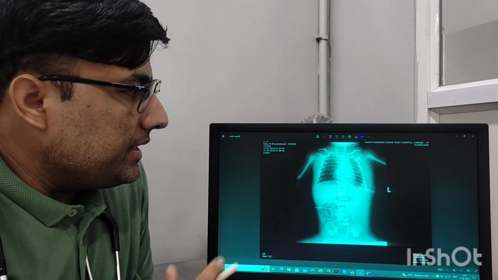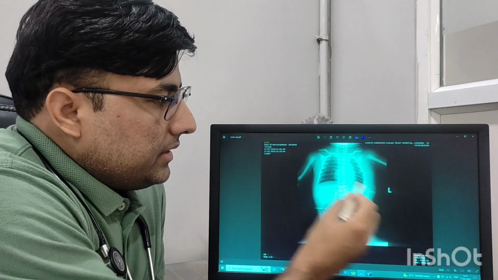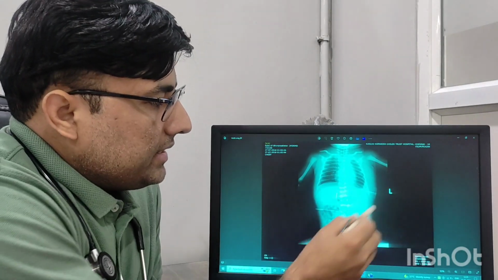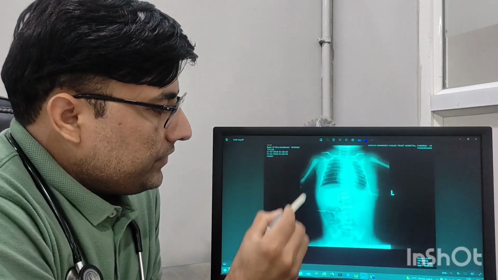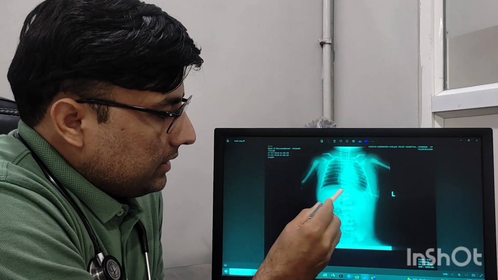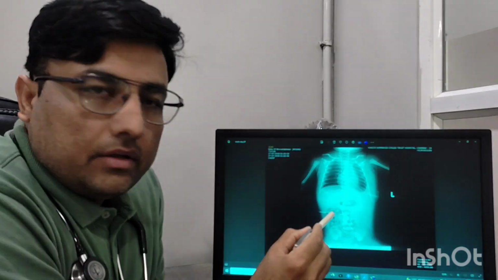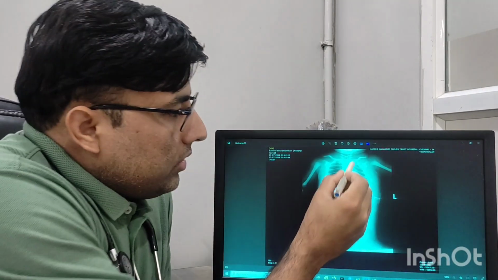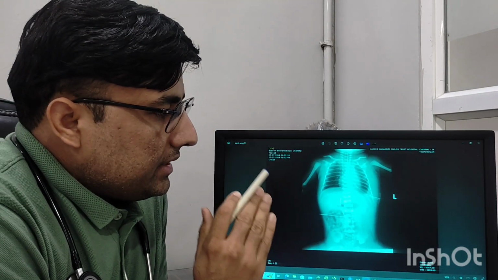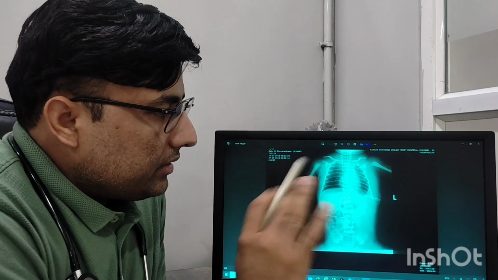Next and final point is different lines and tubings. Here in this X-ray we can see what the different lines and tubings are. First is the endotracheal tube. Second, this one is the UVC, and third is the ICD tube. Okay. So these positions we have to see in the X-ray, whether they are properly positioned or not.